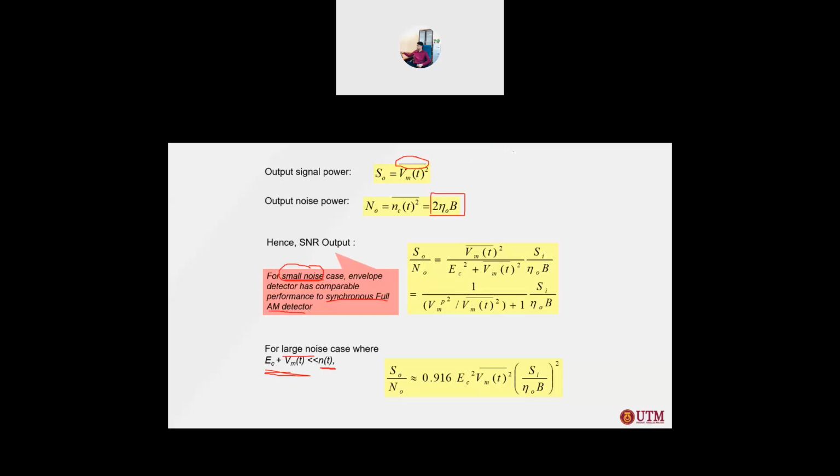For example, in the module page 64, equation number 2.58, they are representing the equation for output signal power, and the output is SO equals half VMT squared. So this one is more obvious than this, right? That's why I ask you to look at the module. Don't really depend on the slides.